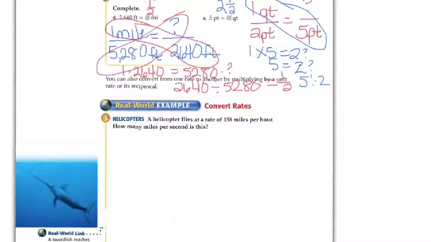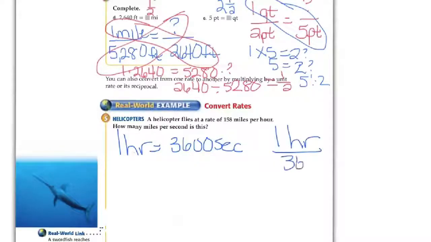Okay, we know that 1 hour equals 3,600 seconds. The way I figured that out is there are 60 minutes in an hour, 60 seconds in a minute, so 60 times 60 is 3,600. So we know that our unit ratio is 1 hour is 3,600 seconds.